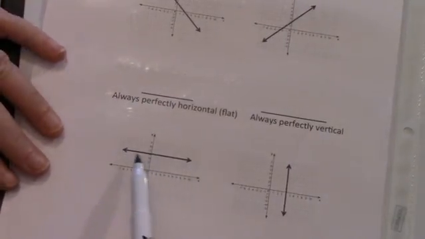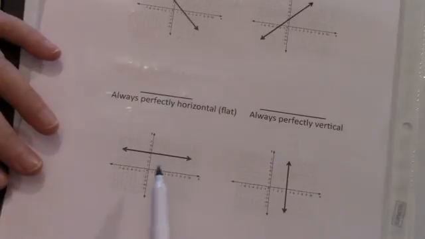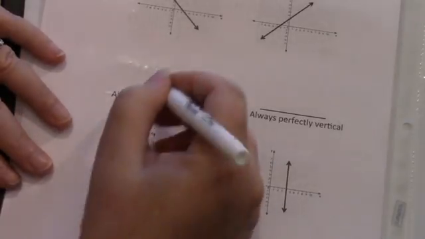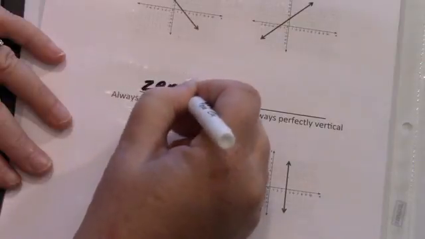When we have a flat horizontal line like this one, always perfectly horizontal or flat, it is a 0 slope. A flat surface of any kind has no slope. If you stick a marble on it, it's not going to roll. It's not slanted. Perfectly flat.